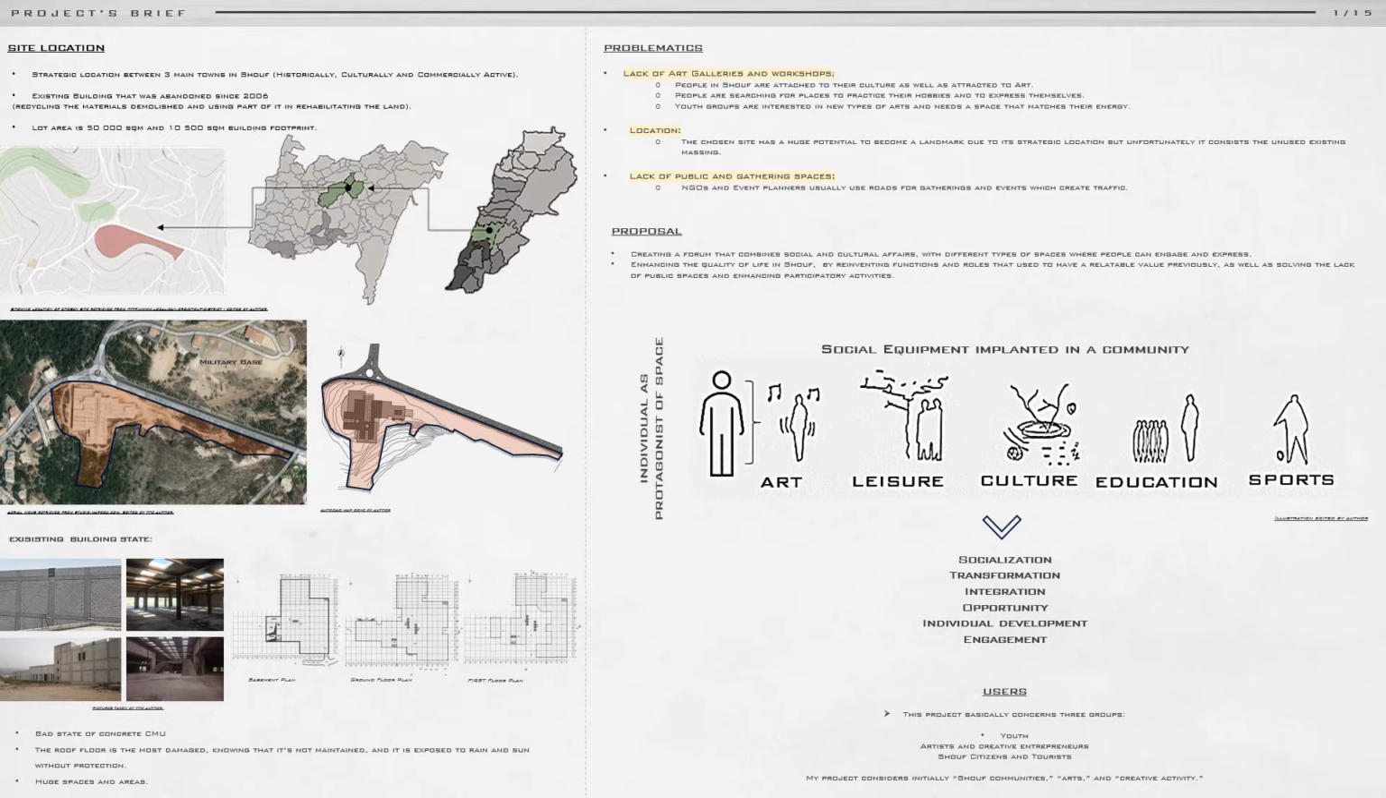Based on these two problematics, my proposal is to create a forum that combines social and cultural affairs with different types of spaces for people to engage and express themselves. Basically, the project hosts locals and visitors, and most importantly, youth groups and artists, where individuals can be protagonists of spaces through the social equipment implanted.